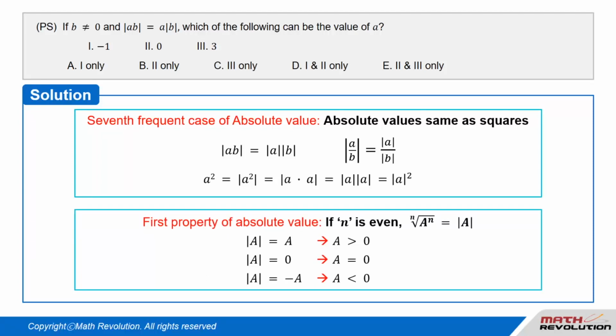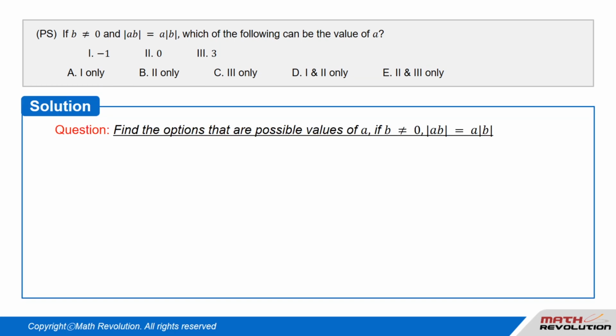The first property of absolute value: if n is even, then the nth root of aⁿ equals |a|. Now, |a| can take three values. |a| = a when a is greater than 0. |a| = 0 when a is equal to 0. |a| = -a when a is less than 0.